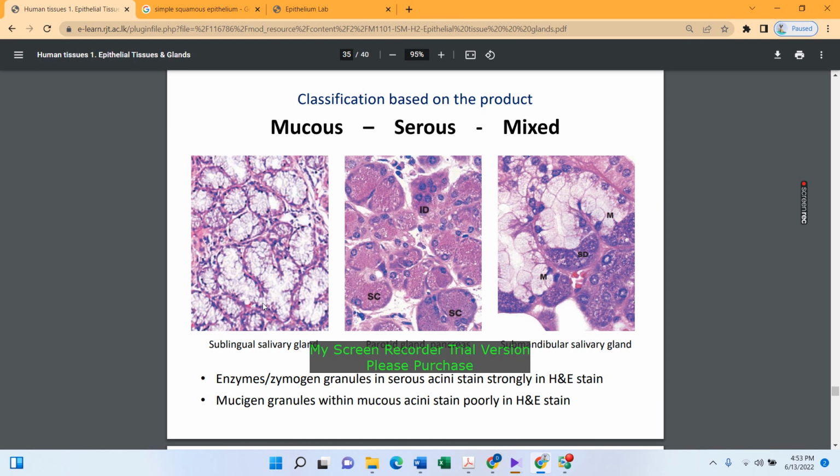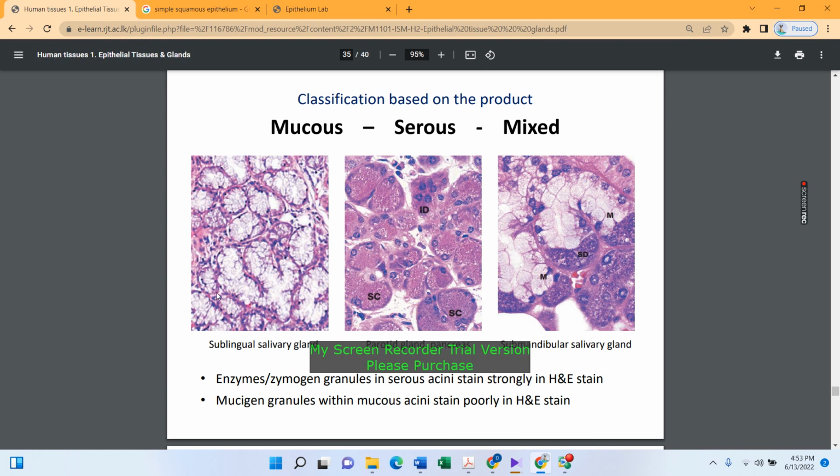Enzymogen granules in the serous acini stain strongly in H&E stain, while mucigen granules within mucus acini stain poorly in H&E stain. So you can see the enzymogen granules in serous acini stain strongly, right? And the mucigen granules within mucus acini stain poorly. In a mixed gland you can find a mixture of the strongly stained parts and the less stained parts.